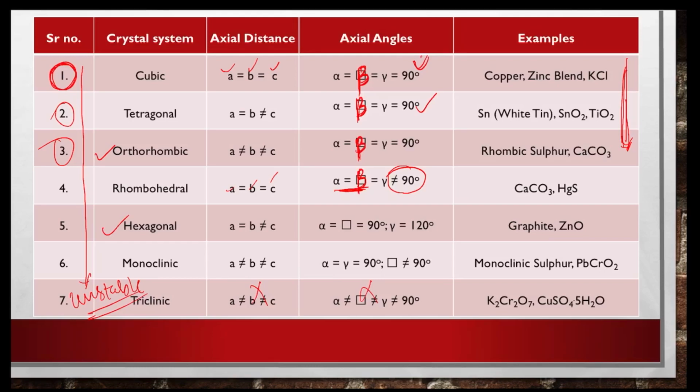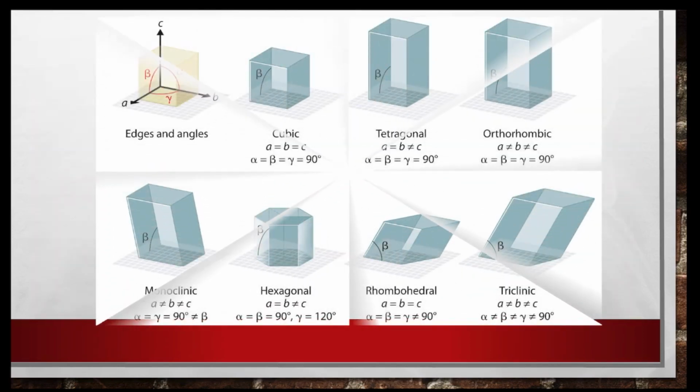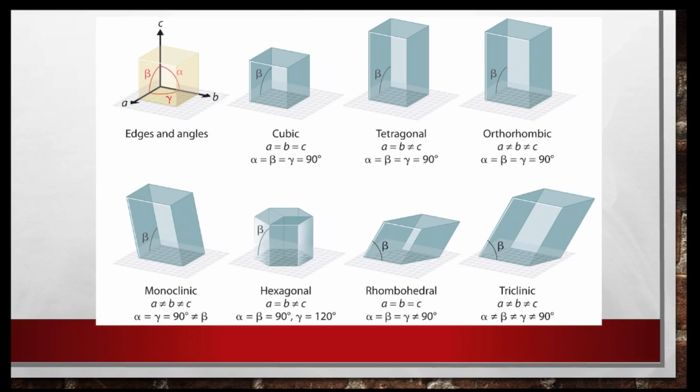Now, let's see how these 7 crystal systems look like. These look like this. See, this is basically the parameters. This diagram is depicting the parameters alpha, beta, gamma, a, b, c. And then you have cubic, tetragonal, orthorhombic, monoclinic, hexagonal, rhombohedral and triclinic. Very, very important. This is how your 7 crystal systems look like. And from these 7 crystal systems, there are 14 Bravais lattices which are derived.